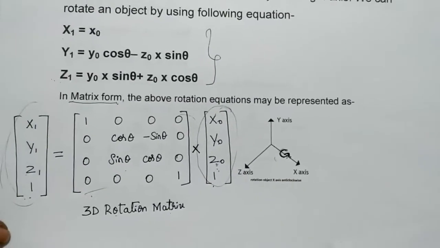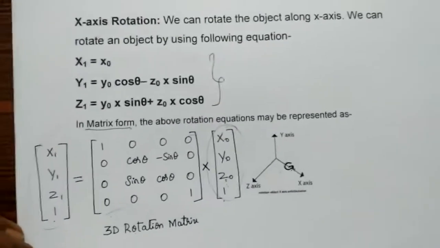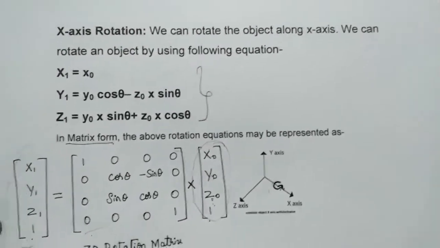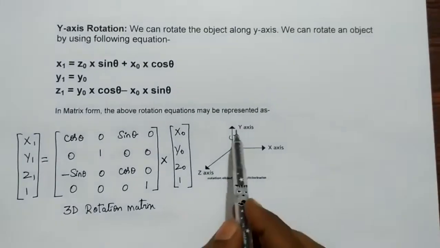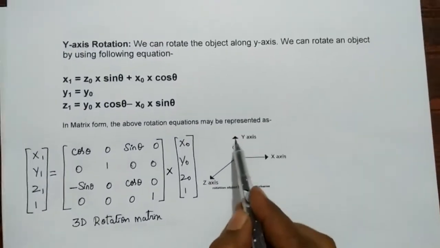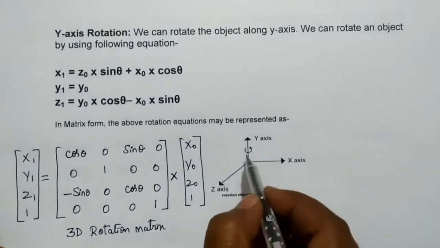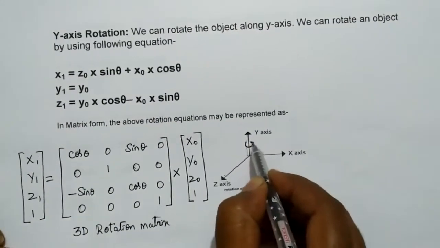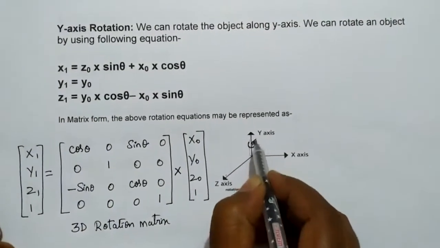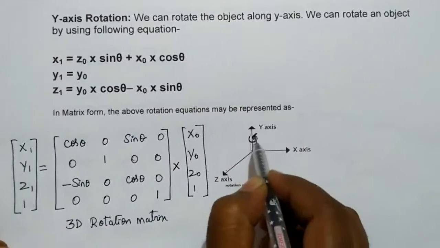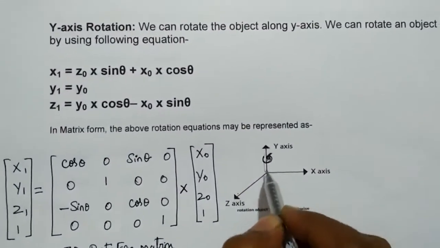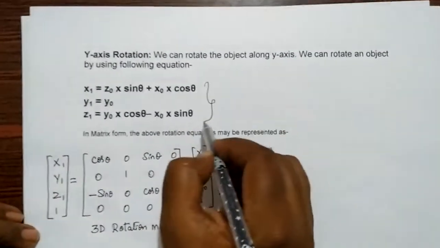Similarly, we can perform rotation of an object along the y-axis. We can do that like this. Suppose this is an XYZ plane and this is our y-axis, x-axis and z-axis. Suppose we rotate an object clockwise or anti-clockwise along the y-axis. We need to use an equation like this.